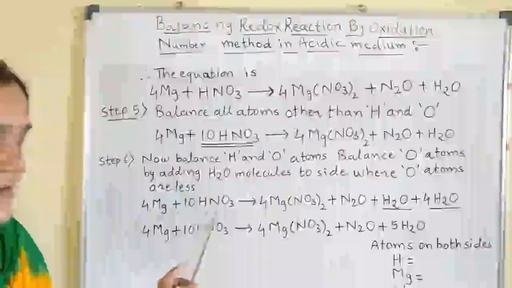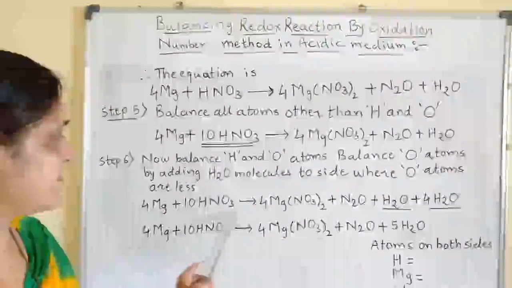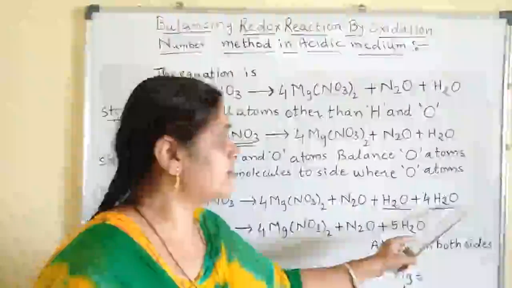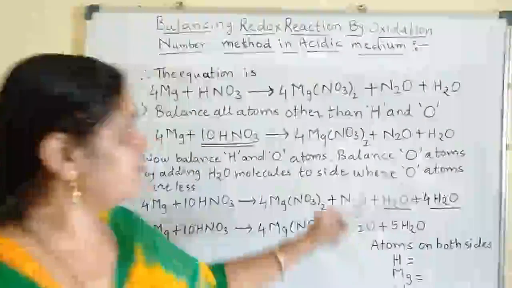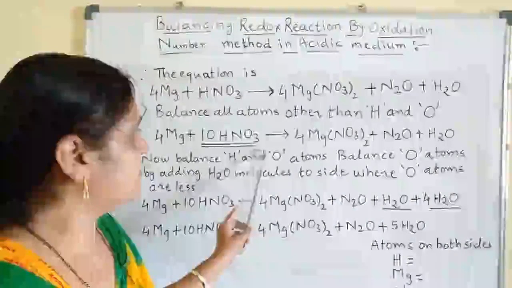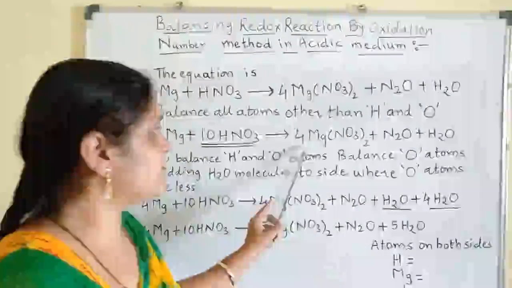So first we will calculate on the left hand side. 3 multiplied by 10 is equal to 30. 30 oxygen atoms on the left hand side. And now the right hand side. Here we will check the oxygen atoms first. So here 10 multiplied by 3 is equal to 30. And now here 3 into 2, 6.